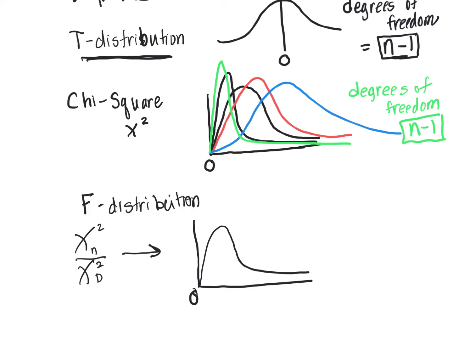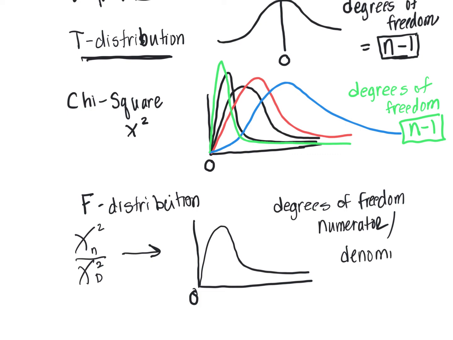Again, this one has 2 degrees of freedom, or 2 parameters, 2 degrees of freedom. One from the numerator and one from the denominator. Right. So like it will give you in the problem the 2 degrees of freedom. They'll call it DFN for degrees of freedom of the numerator and DFD for degrees of freedom of the denominator.